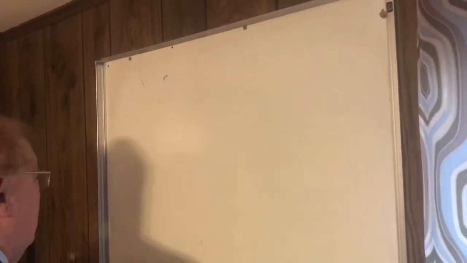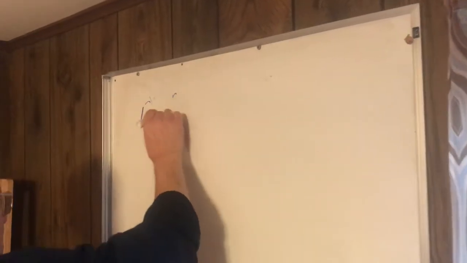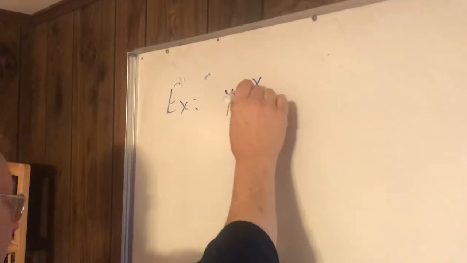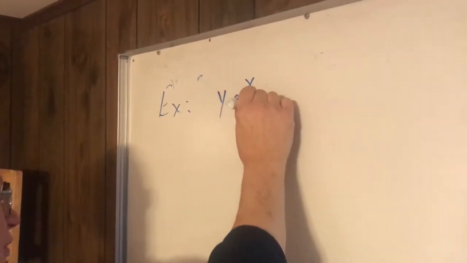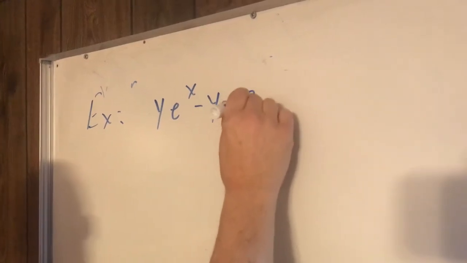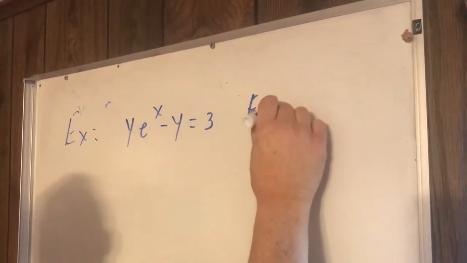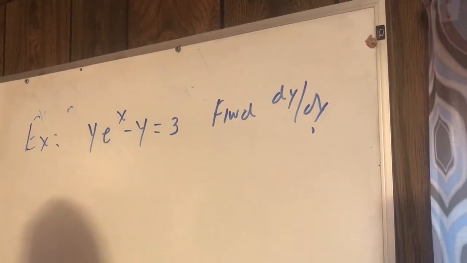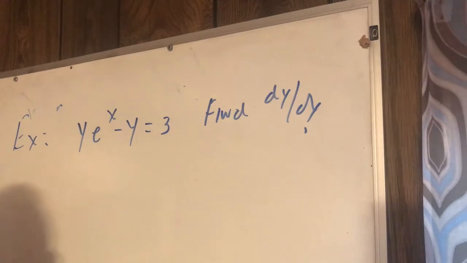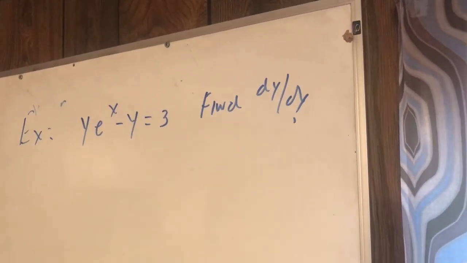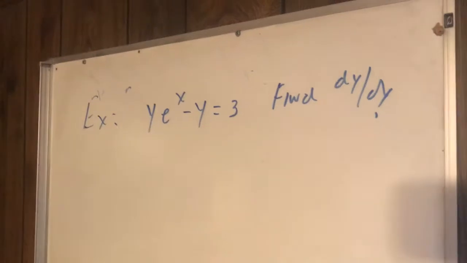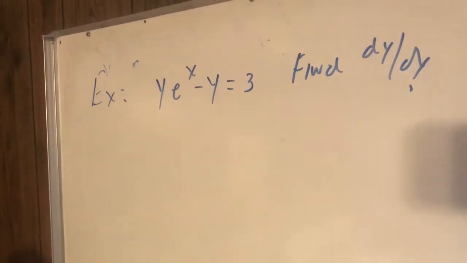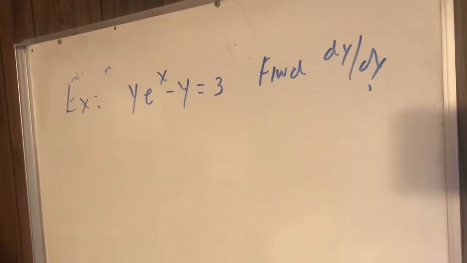So let's take another example, and we're going to get y e to the x minus y equals 3. We want to find dy dx. Well, let me ask you something. Do I really need implicit differentiation here? No, Dr. Mirabile, we can divide by y.